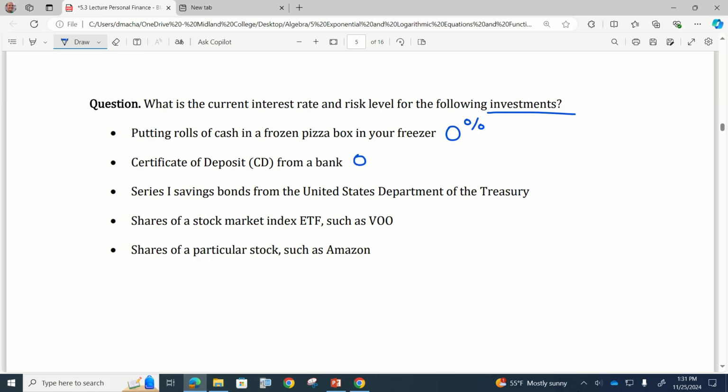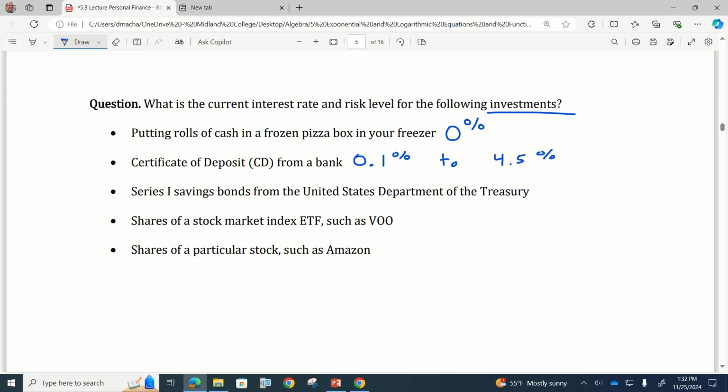And I've seen, a few years ago when interest rates were lower, some CDs only offered like 0.1%, which is very, very bad as an investment interest rate. But nowadays, interest rates are higher, and so you might see a CD advertised for like 4.5% if you find a good CD at a bank.